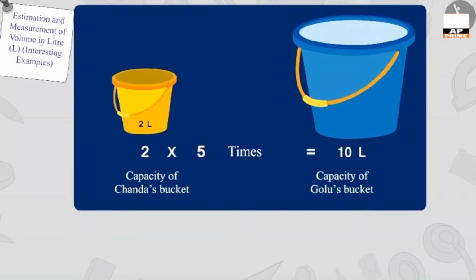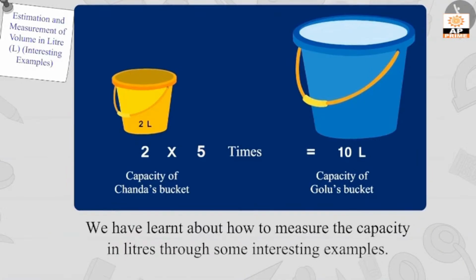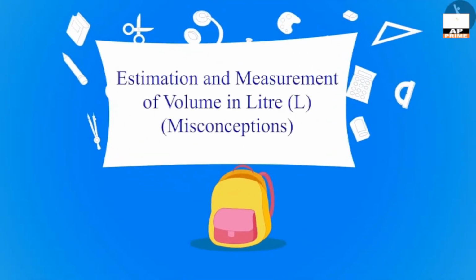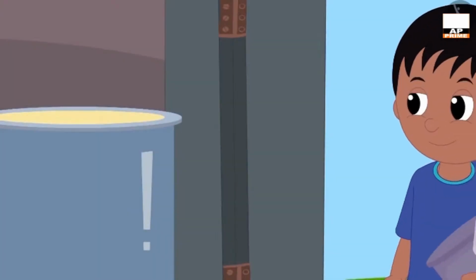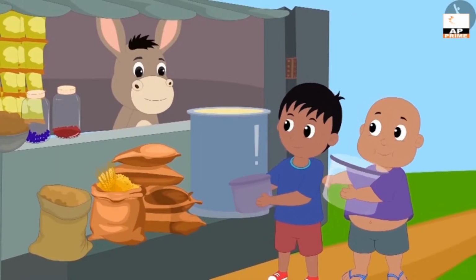Hello children. In the last video, we learned how to measure the capacity in liters through some interesting examples. In this video, we will look at some of the misconceptions related to this. Raju and Bablu have come to Bhola's shop to buy oil. Both of them have brought a pot from their homes.